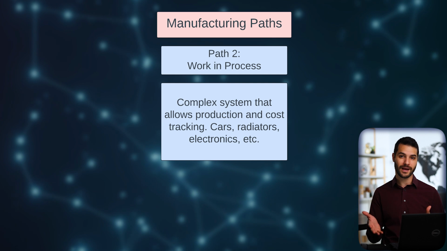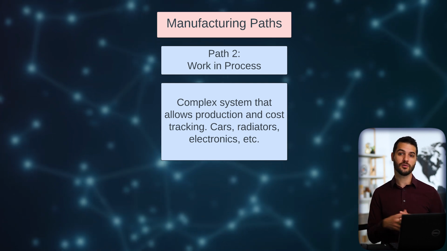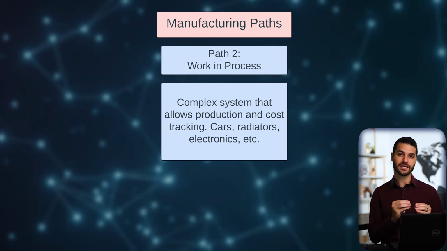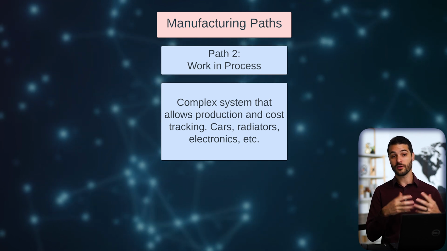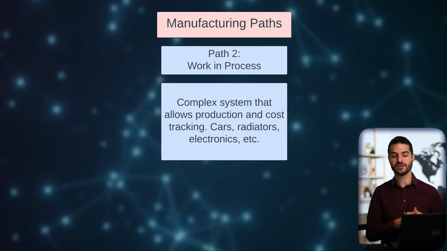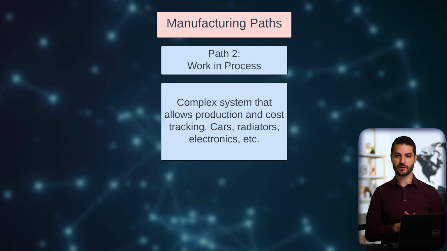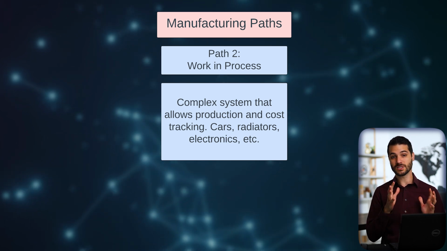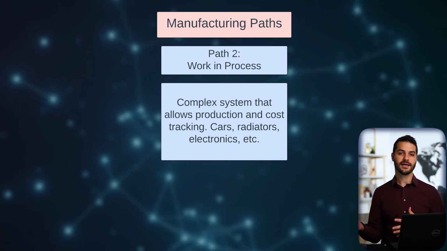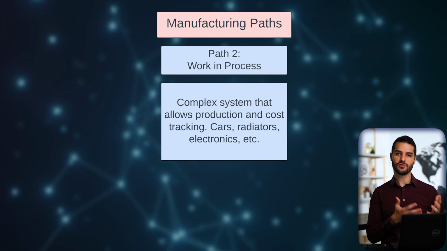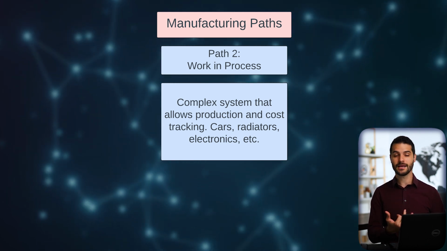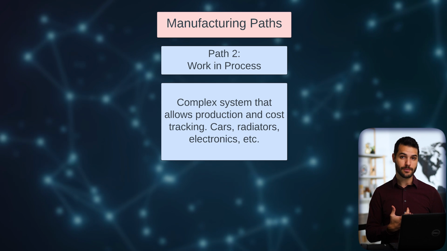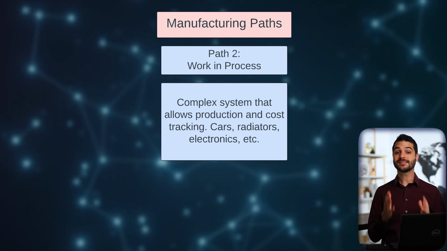It could be cars, radiators. Electronics also is very common because there's intricate parts, and you want to have close tracking for the cost that's involved in the manufacturing and just where it stands on the production line. So that is WIP. And of course, alongside the benefits that WIP has, you then get the downsides of more manpower to keep the system up to date. It's more expensive, harder to implement, etc. So that's the second path.